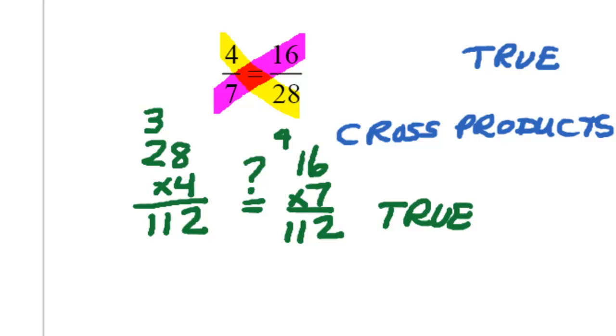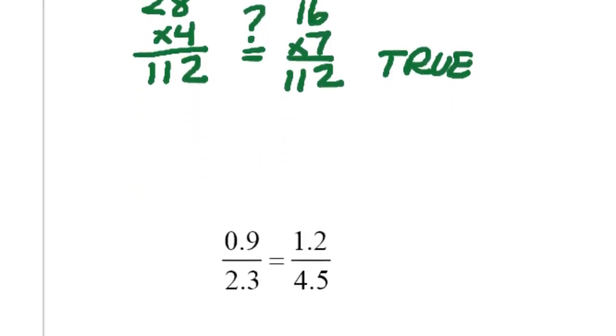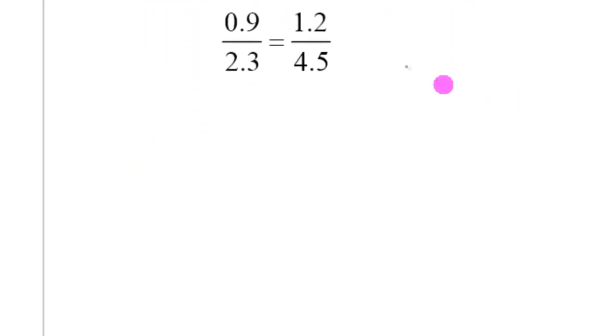Okay, well that one was one of our more basic proportions. Look at this one with the decimals. Now simplifying this might take a little bit more work. So the cross products are going to be a good technique for us to check to see if this proportion is true or false. And again, for the cross product, you multiply the 0.9 and the 4 and 5/10, so the 0.9 times the 4.5. And then we're going to multiply the 2.3 times the 1.2, and we're going to see if we get the same answer.